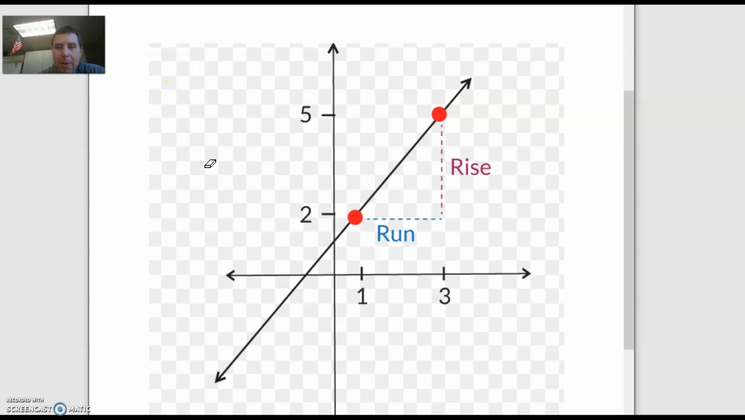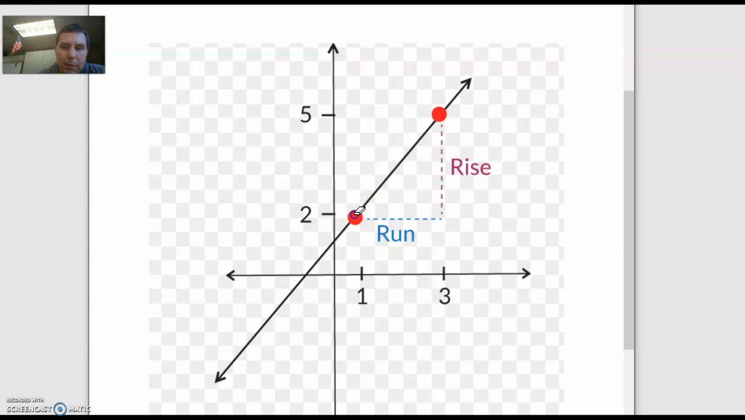And the way that we talked about that is how much is it rising and how much is it running. In other words, how much does it change with the output values and how much did it change with the input values. Another way of saying that would be how did it change with the y values and how did it change with the x values. So we want to be able to do this both with the graph and also with just coordinates. So let's look at the graph first, and I'm going to show you how to transition that idea to the coordinates really easily.